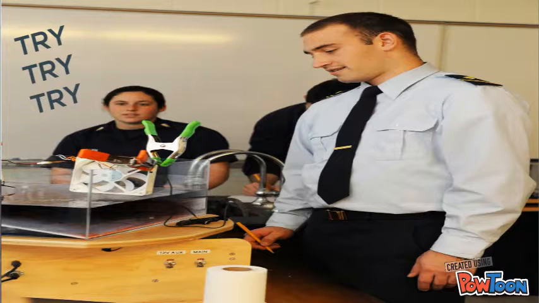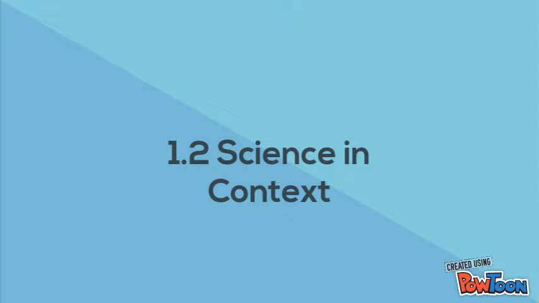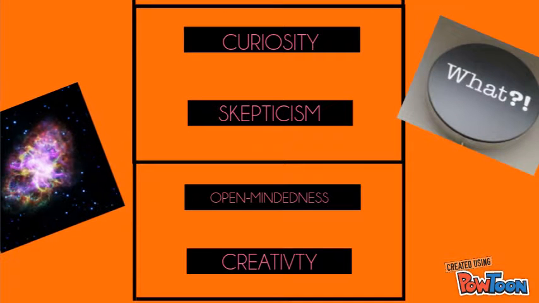Chapter 1.2: Science in Context. Scientists share scientific attitudes like curiosity, skepticism, open-mindedness, and creativity. Curiosity: someone looks at something and asks themselves a question about it. Skepticism: scientists need evidence to accept explanations. They don't accept beliefs. Open-mindedness: they are willing to accept different ideas. Creativity: researchers need to think creatively to design experiments.